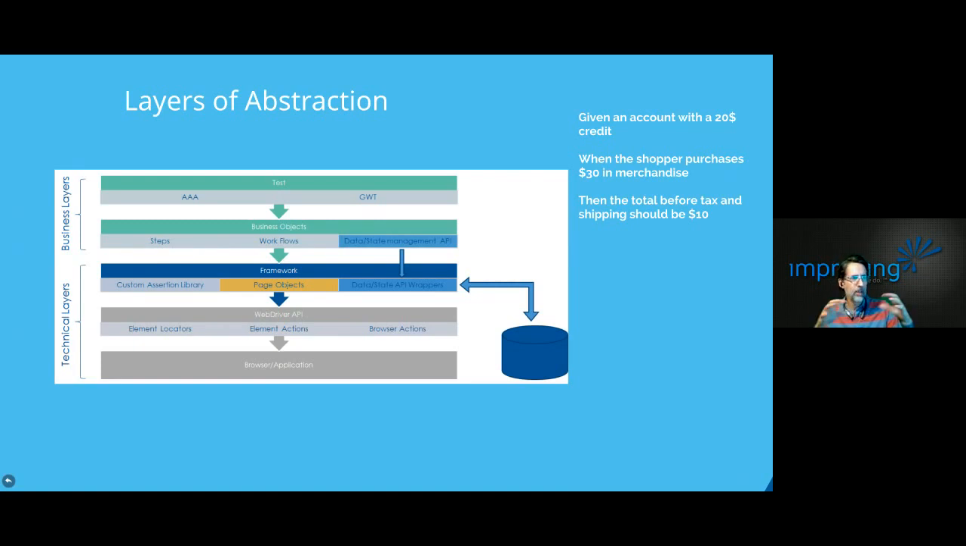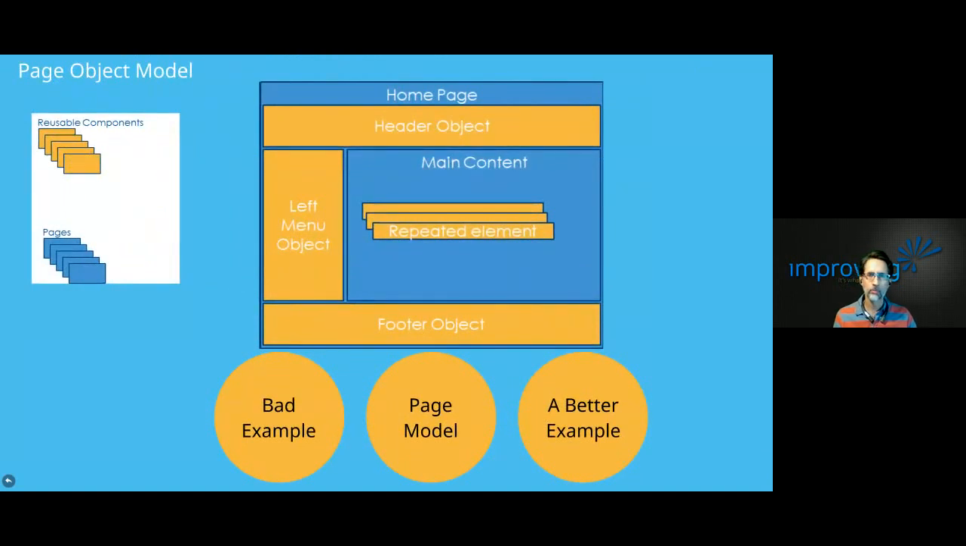Then we tend to encapsulate those things in business objects, reusable steps, building blocks, reusable workflows, common things that we do over and over again. We encapsulate those steps and those flows in reusable components that we can then use directly in our test. But the most common type of abstraction in test automation is the page object model.